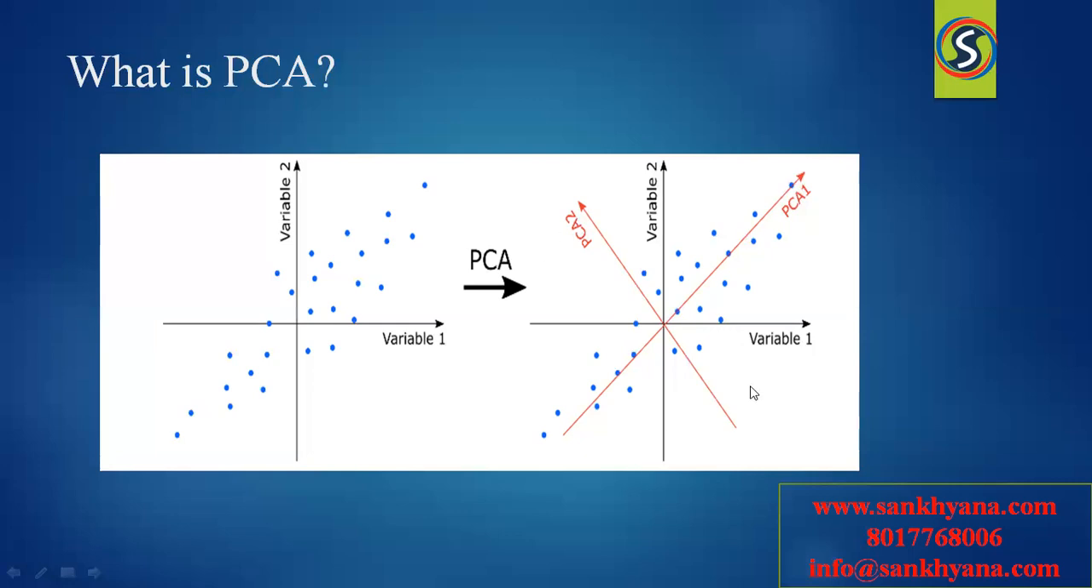See here, variable 1 and variable 2 are two features. PCA1 and PCA2 are also two features. Whatever feature you want to utilize to reduce the dimensionality, you can use that one. Out of these two, you can use either PCA1 or PCA2. In this way, you can reduce the features.